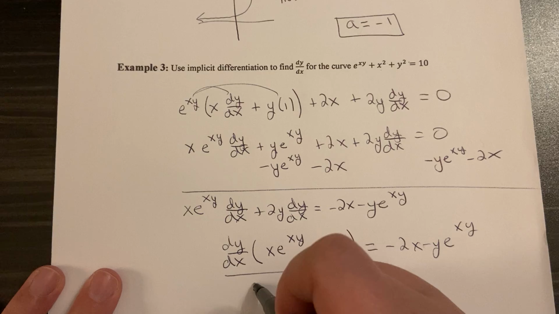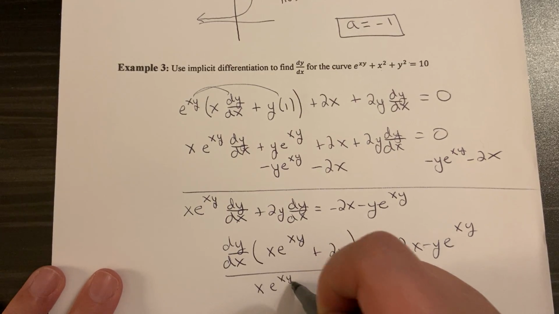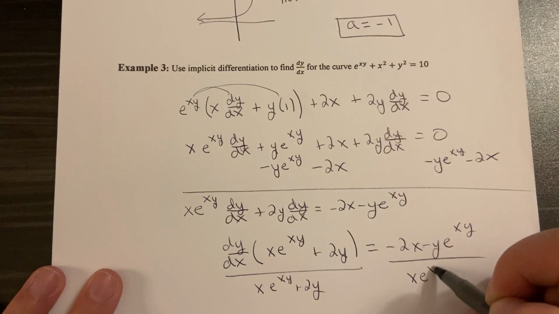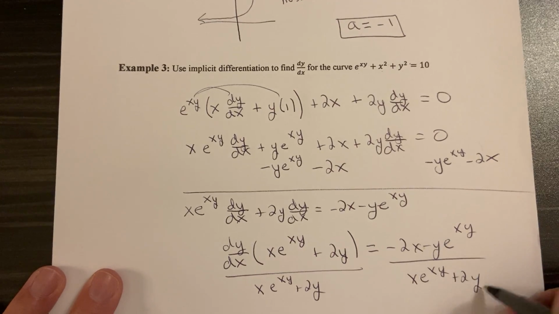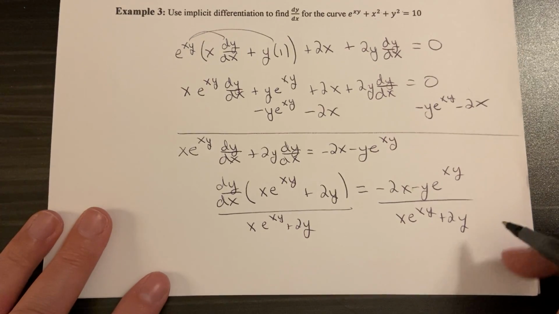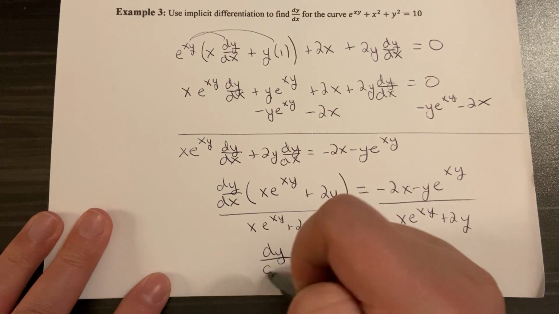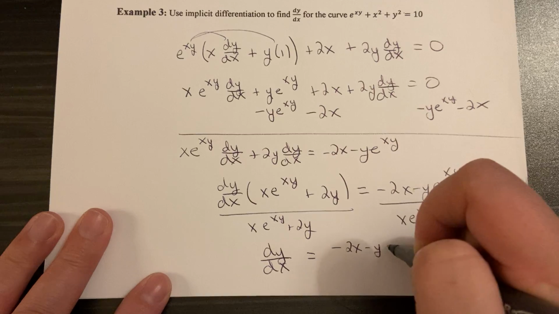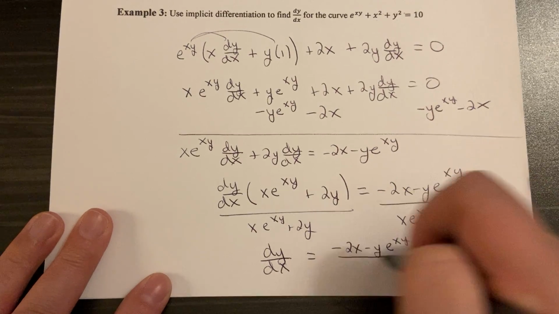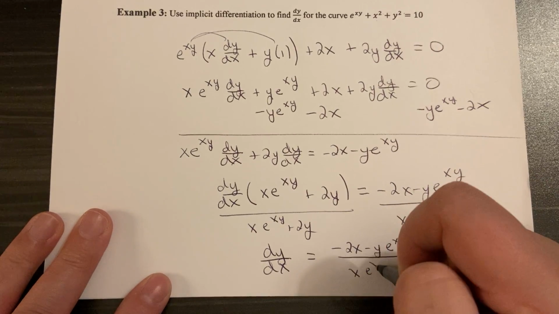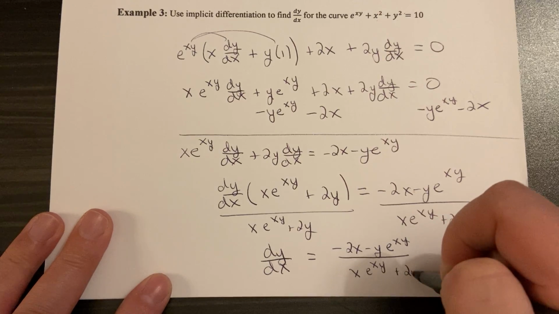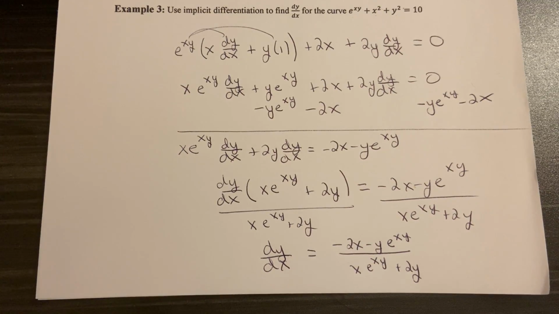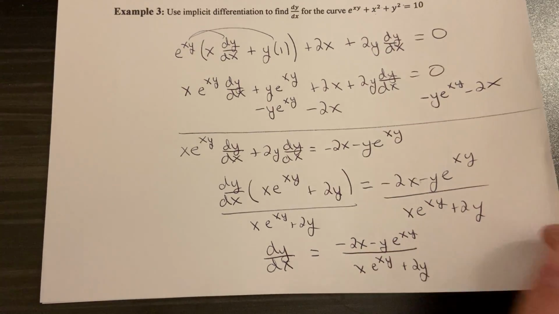And then I can just divide it away. Okay, so dy dx will just be negative 2x minus y e to the xy all over xe to the xy plus 2y. Okay, and that's an implicit differentiation question.